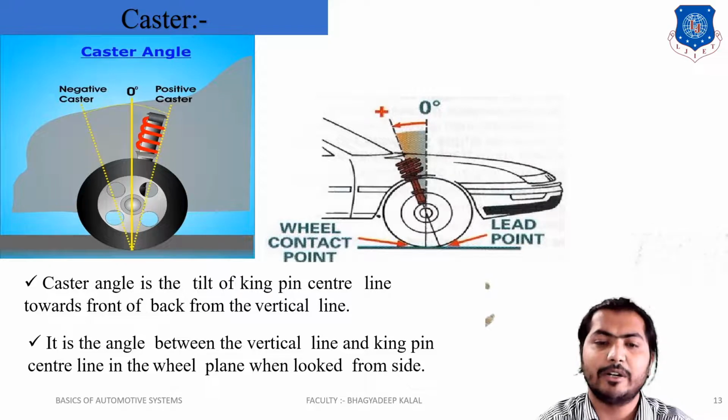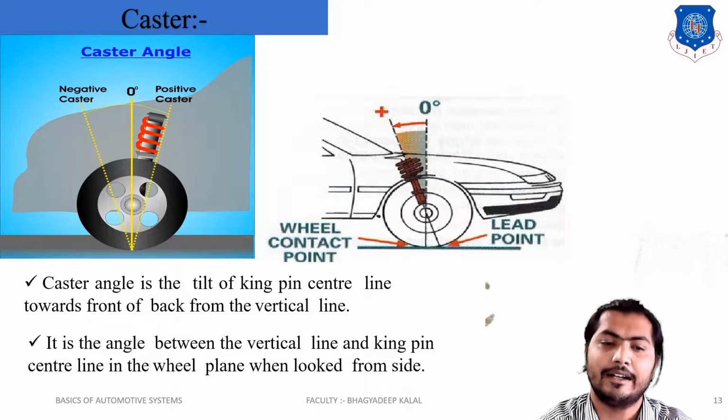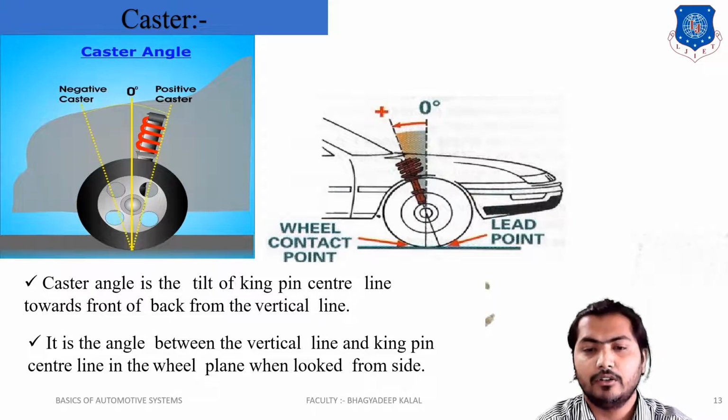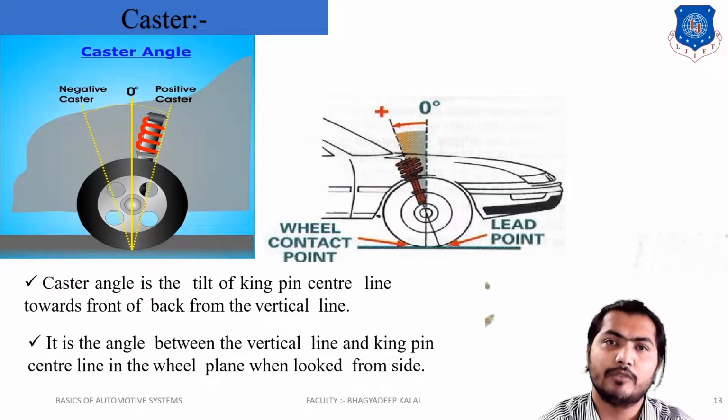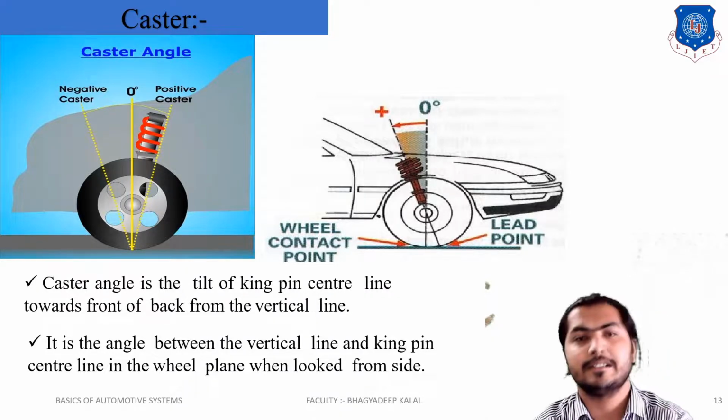It is the angle between the vertical line and the kingpin center line in the wheel plane when looked at from the side view. Okay, camber angle is looked at from the front view, or we can say top view. Caster angle is from the side view. Okay, this is the main difference.